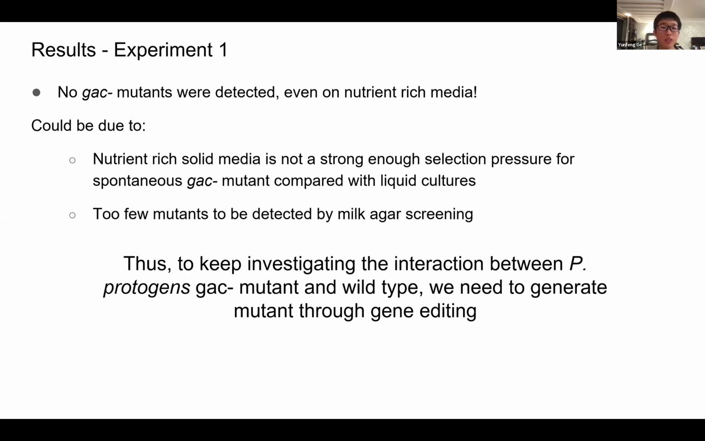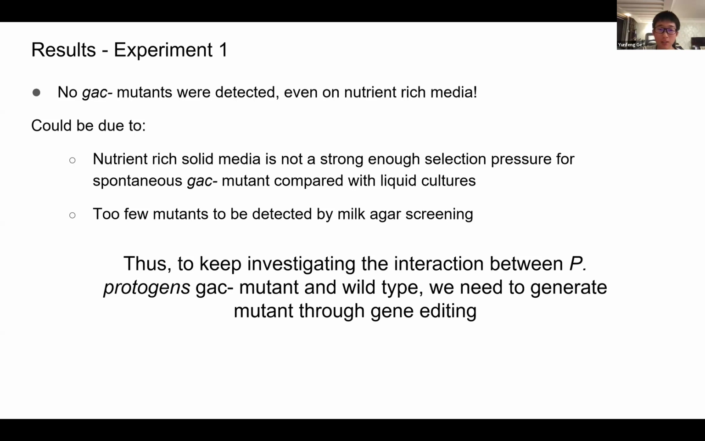So the result for this experiment is I actually was not able to generate any GAC mutants, or maybe it's more precise to say I was not able to detect any mutants, even in the most nutrient-rich condition. And this could be because nutrient-rich solid media is not a strong enough selection pressure for spontaneous mutation, or it might be because there are too few mutants to be detected by MuCAGR, since it's a pretty coarse technique for detecting mutants.